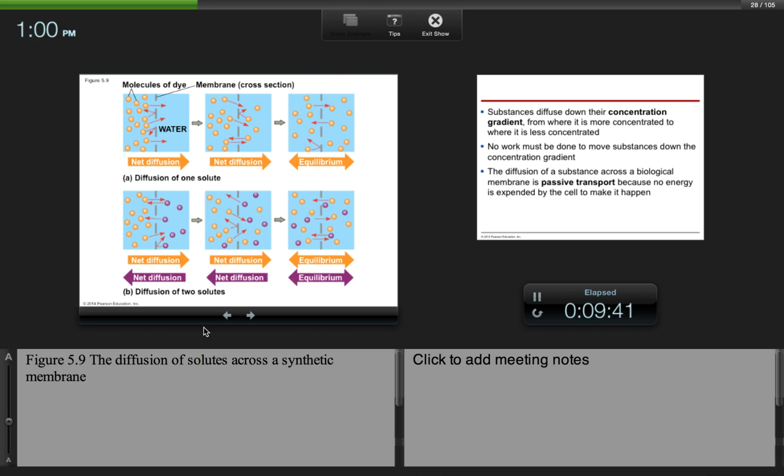Now, part B looks at two different molecules. Each molecule will move down its own specific concentration gradient. So the yellows, overall net diffusion will be to the right. The purples, overall net diffusion will be to the left. You have to look at the molecules individually, not as a whole.